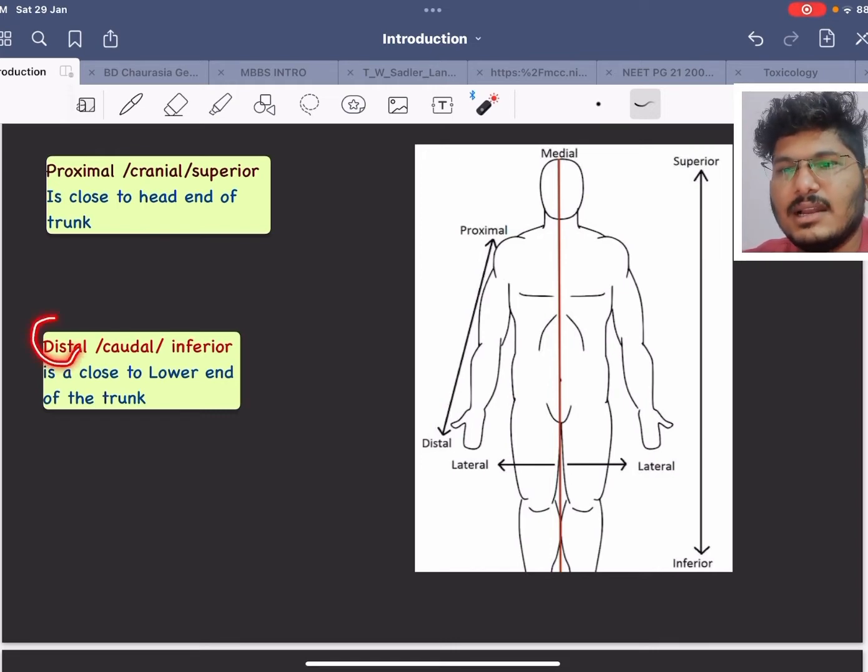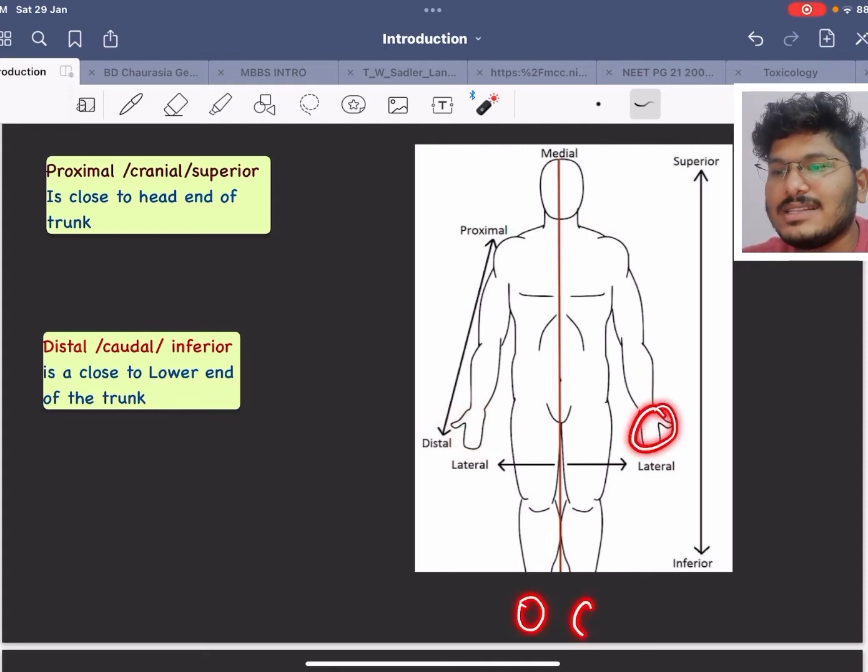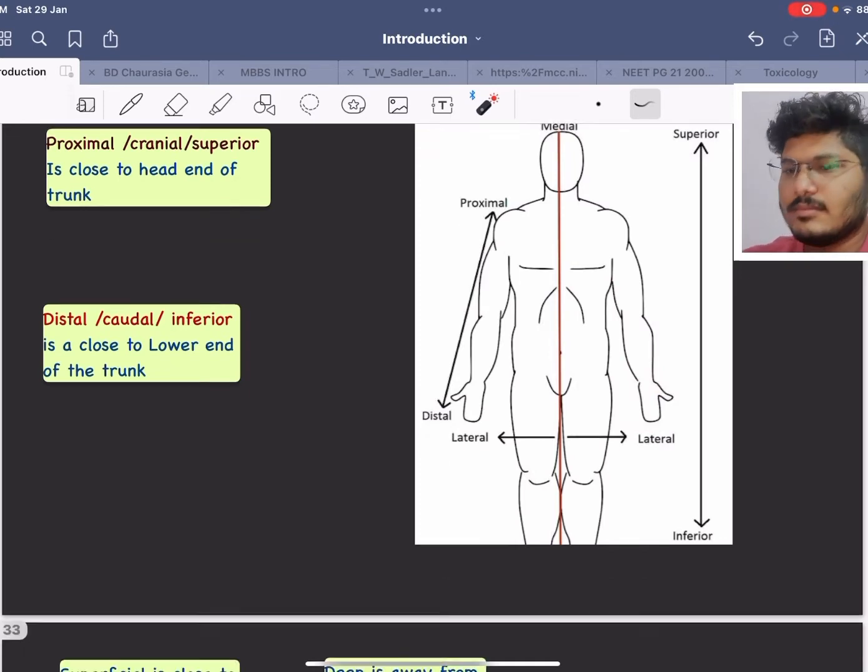Distal or caudal, that is, near the tail end, or inferior, these terms are synonymous and are used for a structure close to the lower end of the trunk, like the hands are the distal part of the upper limb, and the foot is the distal part of the lower limb, as it is.